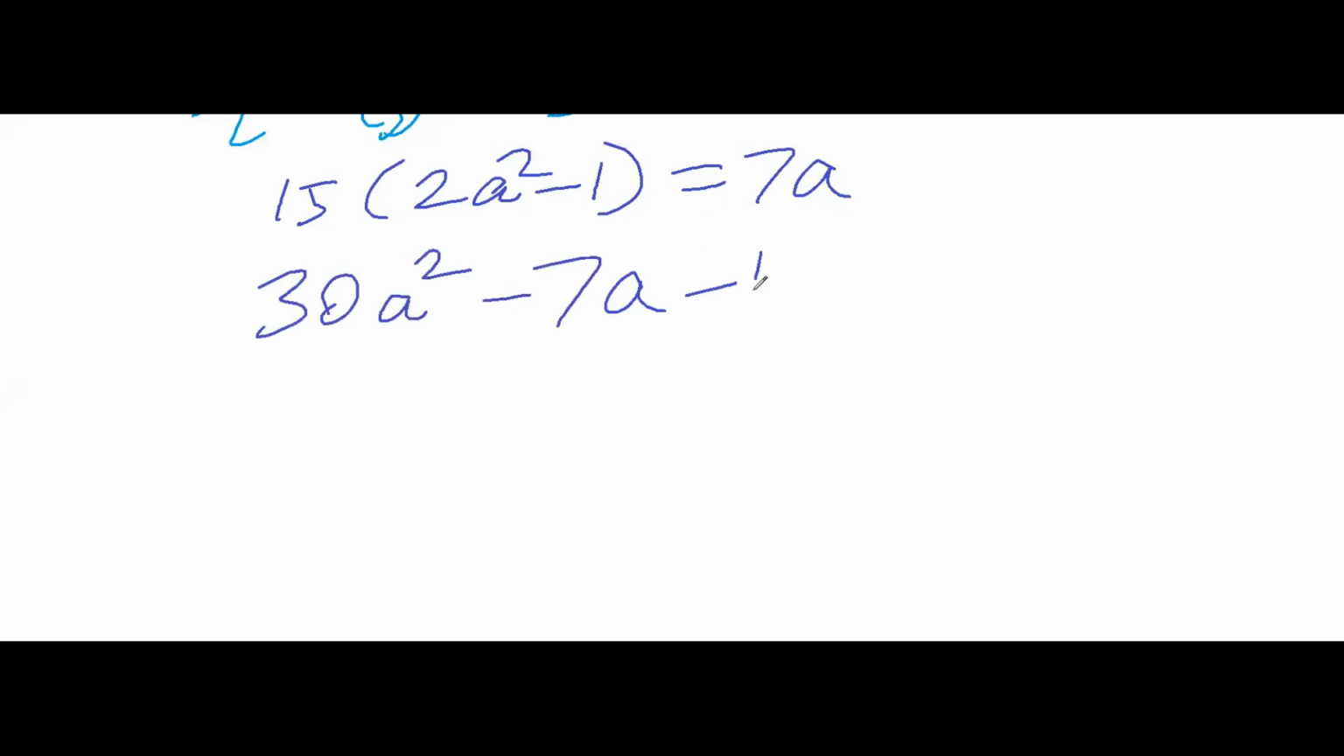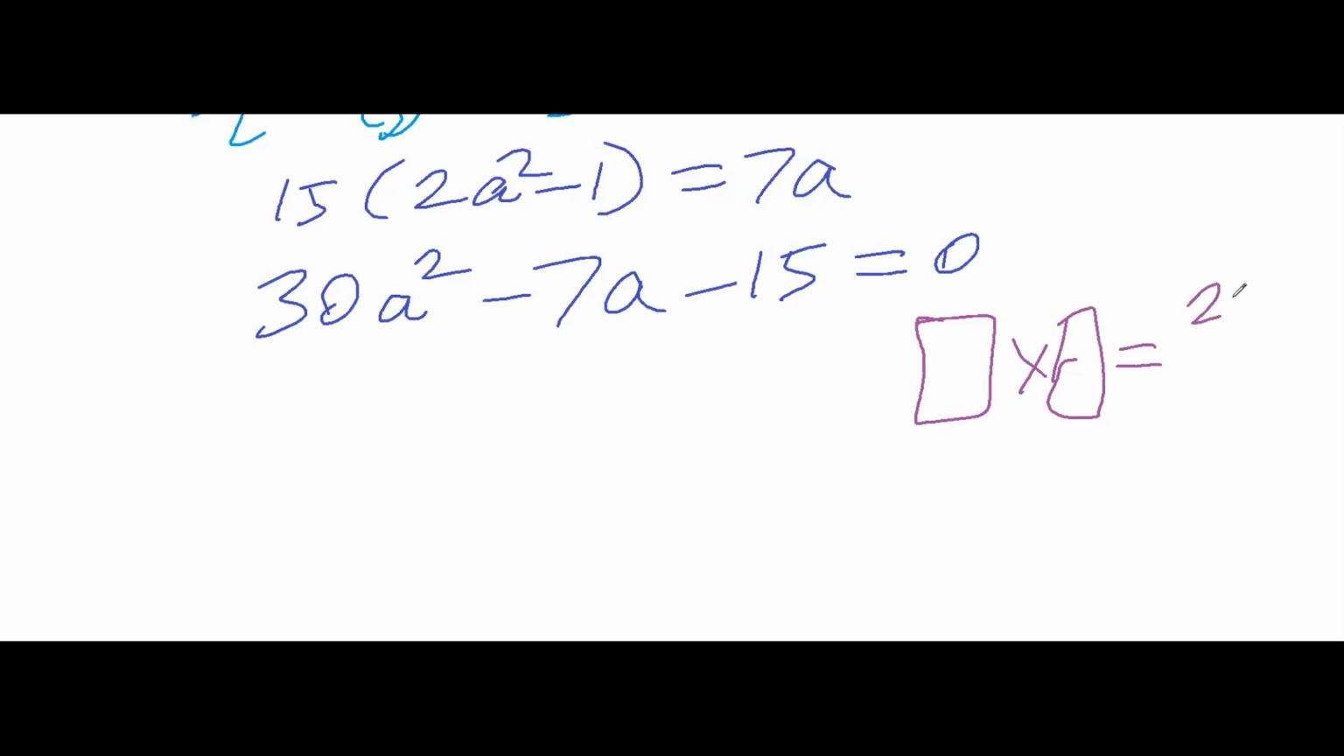15 into minus 1 is minus 15, is equal to 0. Now I need to look for two numbers which when multiplied should give 30 into minus 15. So what is the factor of 30? The factor of 30 is 2 into 3 into 5.